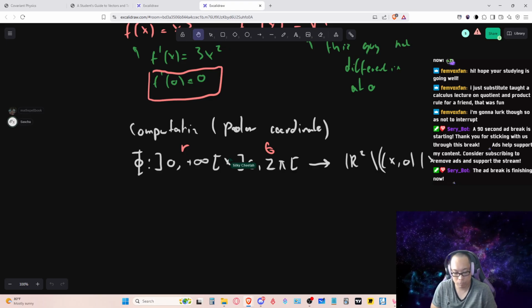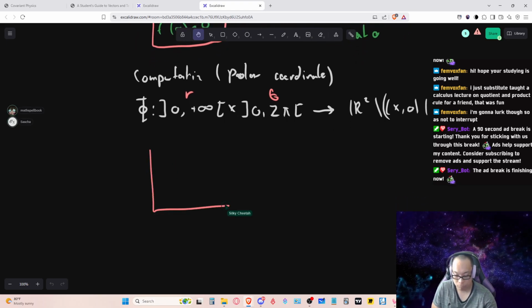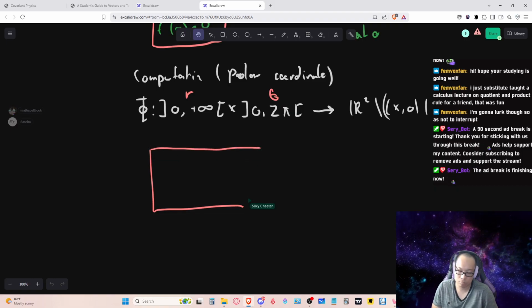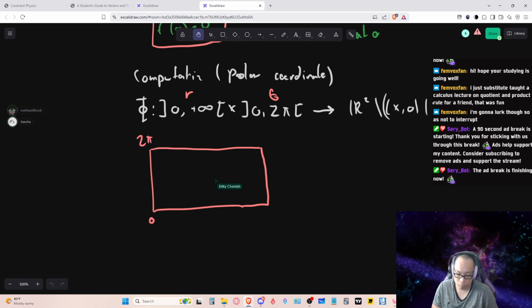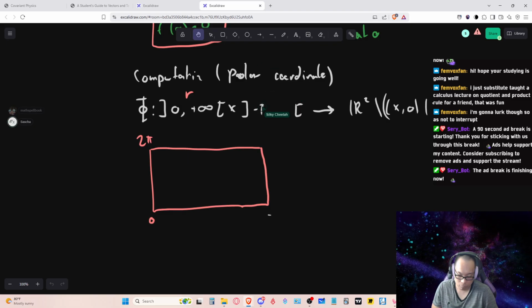So maybe I can just draw a picture. We have a plane here that goes from 0 to 2 pi, and here you just have the real line. Actually, I don't want to have those boundaries, I think it's a bit annoying. So I will just change it to be minus pi to pi. There are a few angles you can choose to define your polar coordinates.